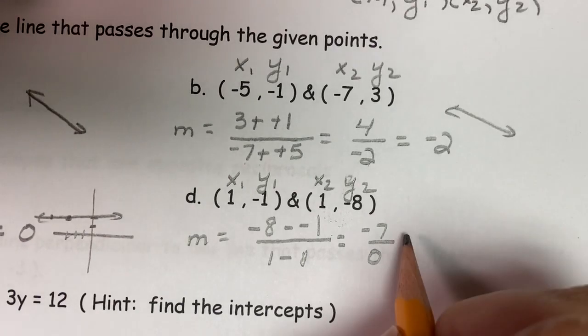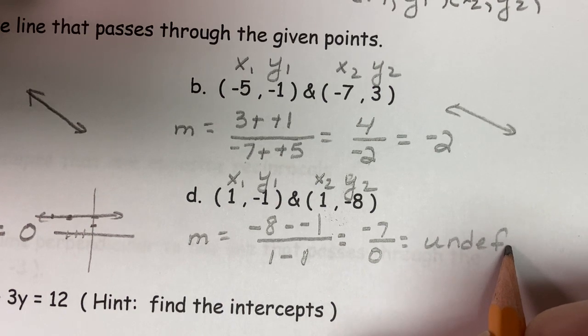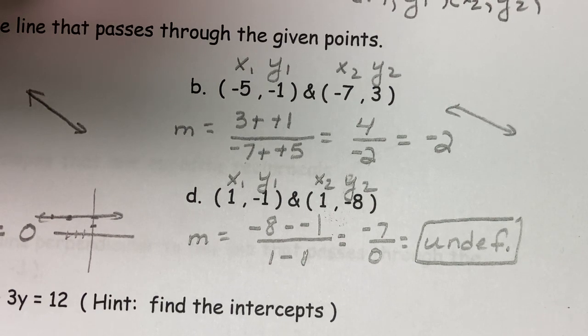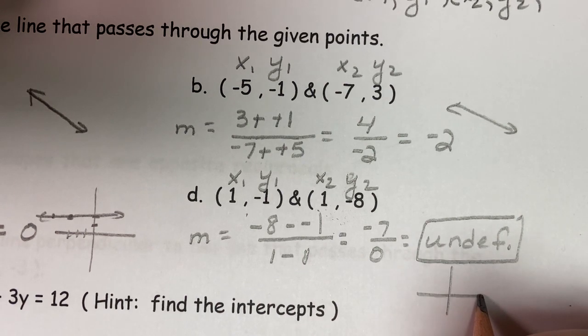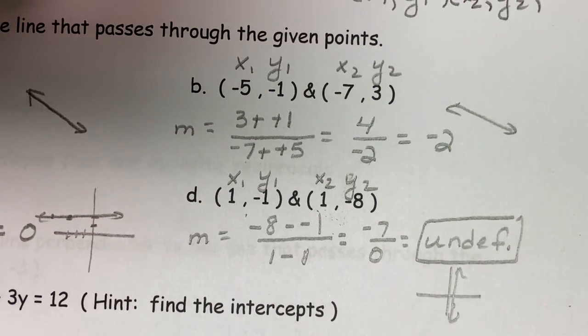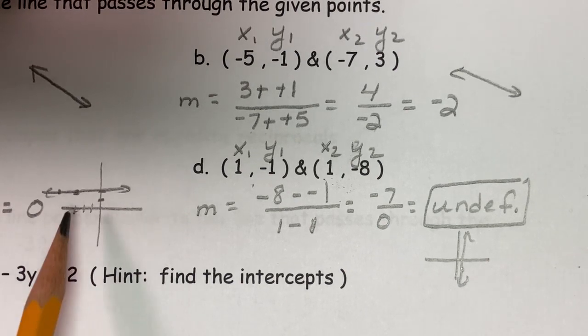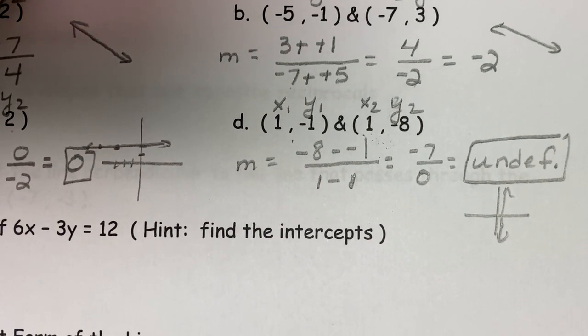Now you'll recognize that as an undefined fraction, because any fraction that has a 0 in the denominator is an undefined fraction. And you will write undefined, which means that the line that passes through those 2 points has an undefined slope. And if you graph those 2 points, you'll see that you would get a vertical line. So any vertical line has an undefined slope. Any horizontal line has a slope of 0. Any vertical line has a slope that's undefined.